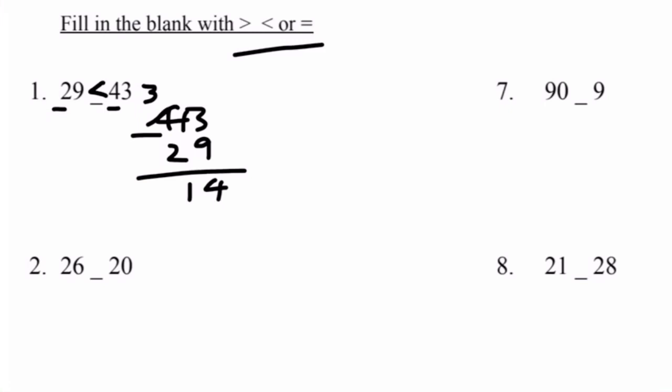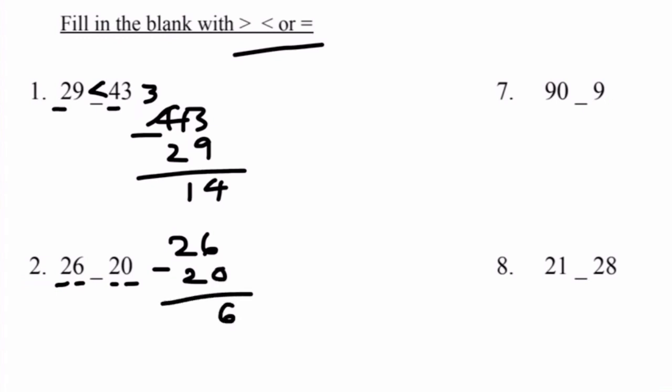Number 2, 26 is what to 20? Well, the tens place is the same. They're both 2. But if we look at the ones place, 26 has a 6 while 20 has a 0. Let's double check to see if 26 is greater than 20. 26 minus 20. 6 minus 0 equals 6.